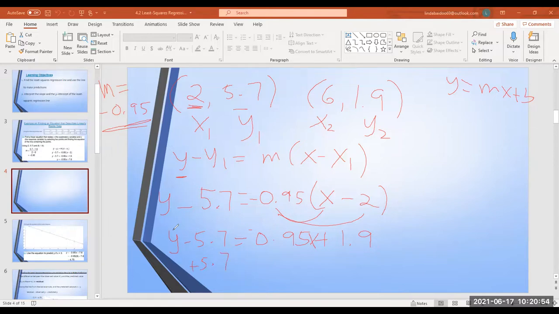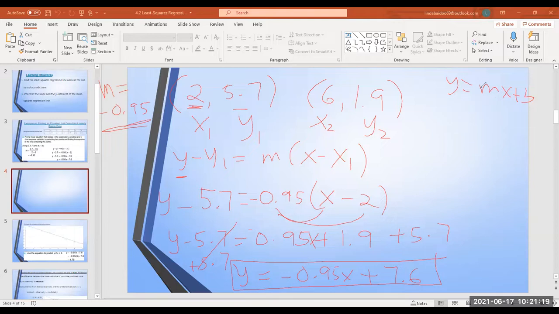So we add 5.7 here and we add 5.7. So now y is by itself. So our answer here is going to be negative 0.95x. And then when we add these two, we are getting 7.6. Now it is in the slope-intercept form. We have y by itself. We have our equal sign.